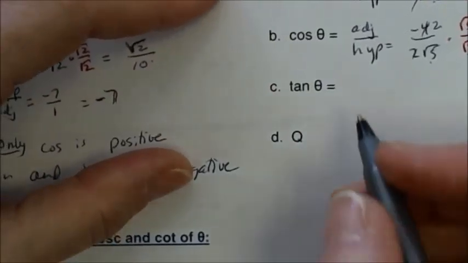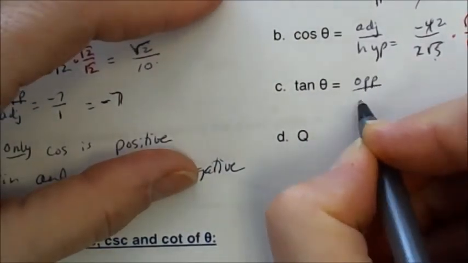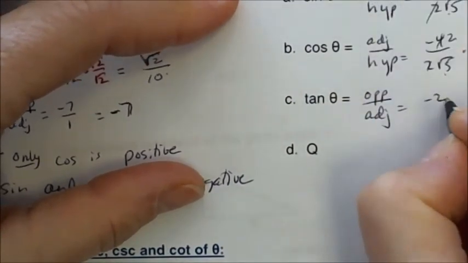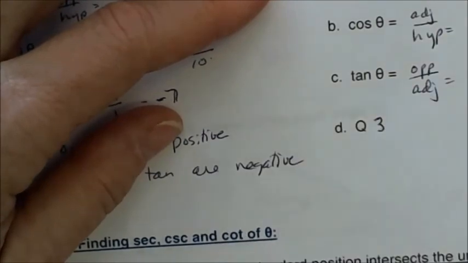And now the tangent. The tangent is just the opposite over the adjacent. The opposite side looked like it was negative 2. The adjacent side is negative 4. Negative 2 over negative 4 is positive a half. And what quadrant did this end up in? This ended up in quadrant 3.